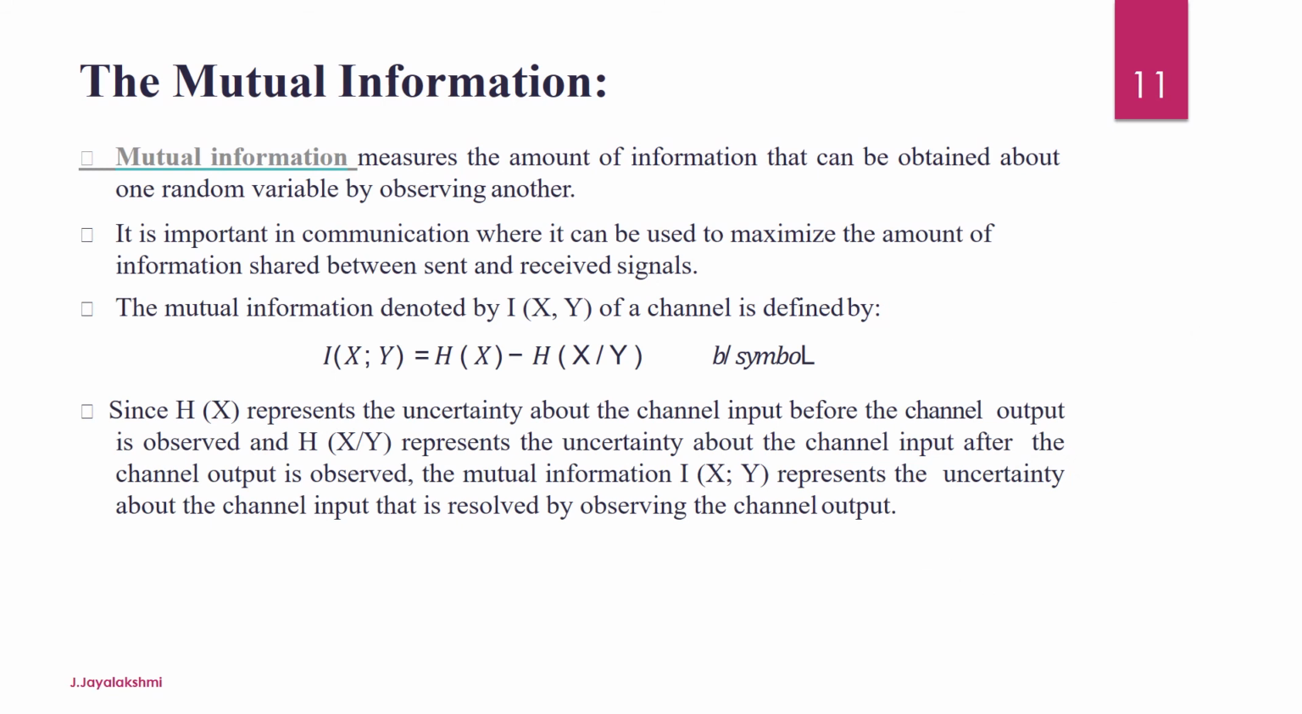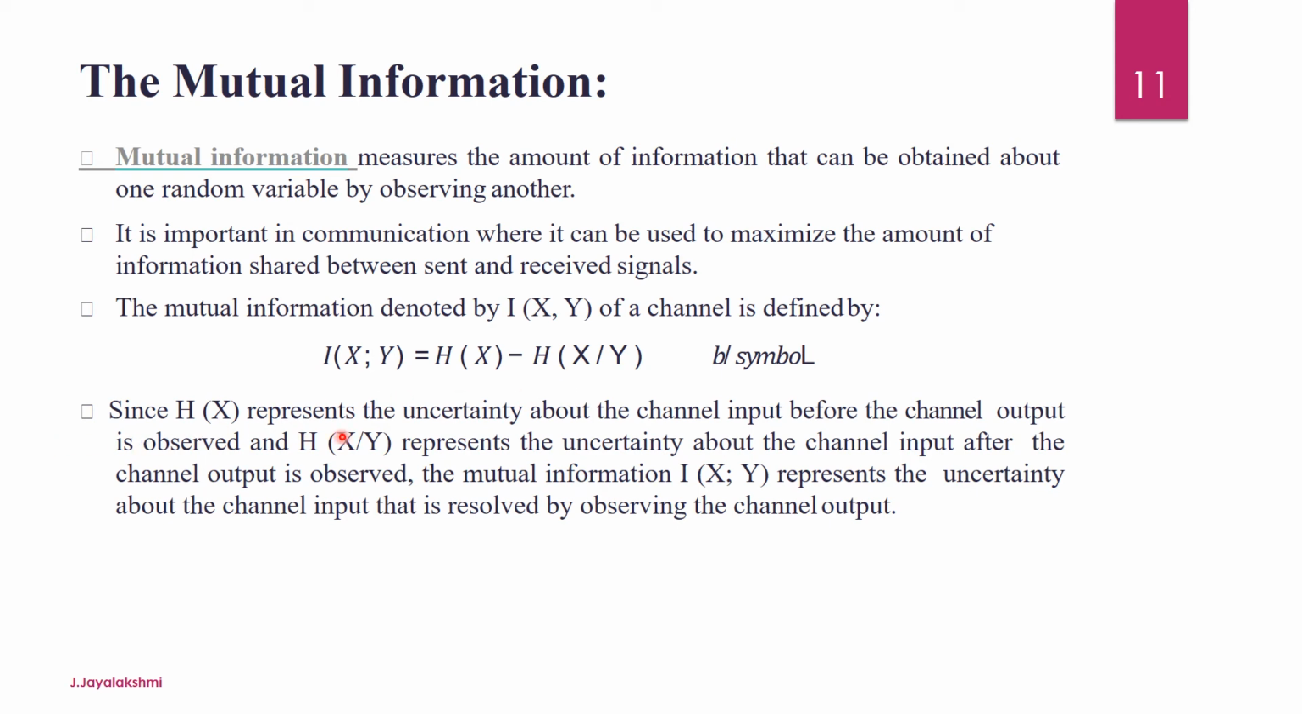Coming to calculating the mutual information. Mutual information measures the amount of information that can be obtained about one random variable by observing another. Why we calculate this is, it is an important factor to know the maximum amount of information which can be shared between the sender and the receiver. So this mutual information is denoted by I of x comma y of the channel, and is given as the entropy H of x minus H of x by y.